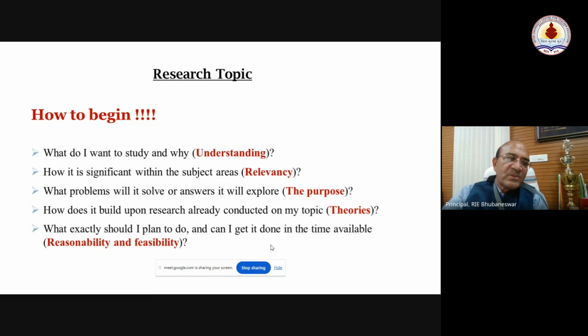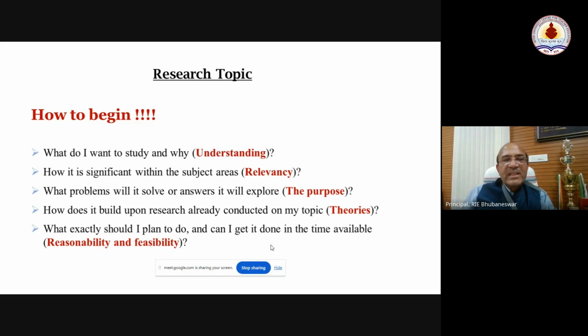So the second question is how it is significant within the subject area, what is its relevance. Then the third is what problems it will solve or what answers it will explore. So what is the purpose of the research, right? What type of problems will I be able to solve, or what answers will I get, and that's why I will explore this in this research. How does it build upon research already conducted on my topic?